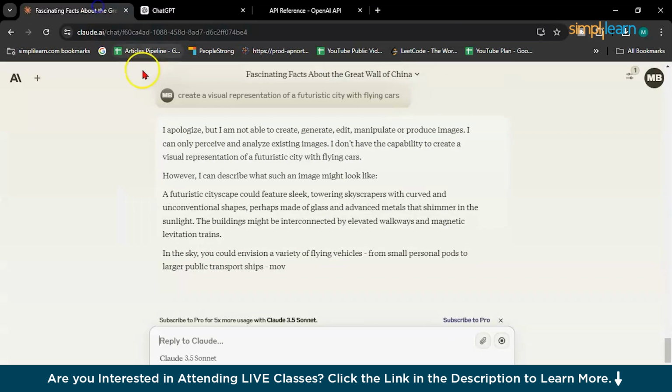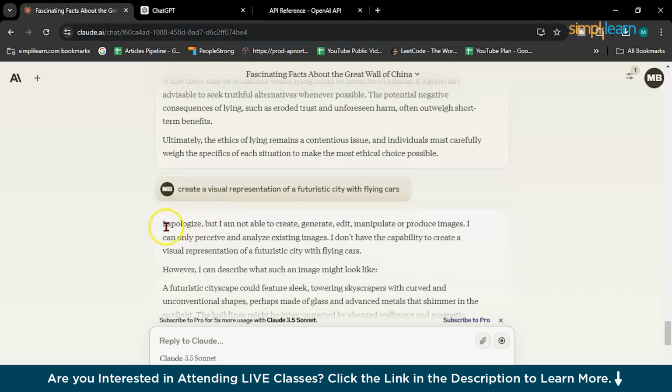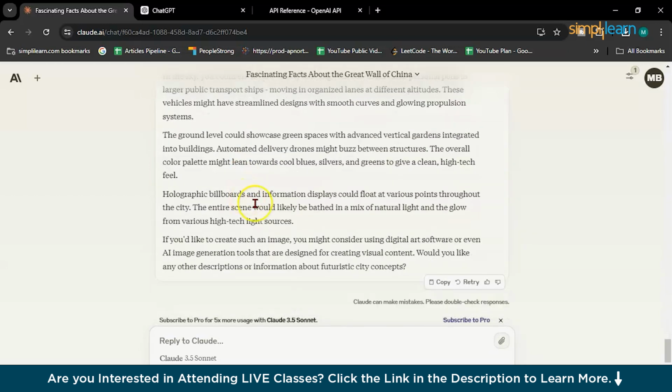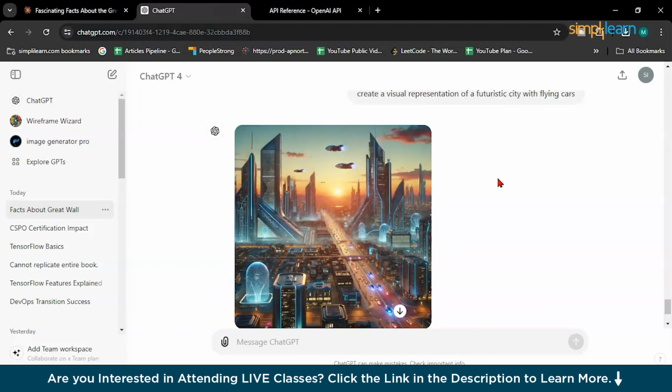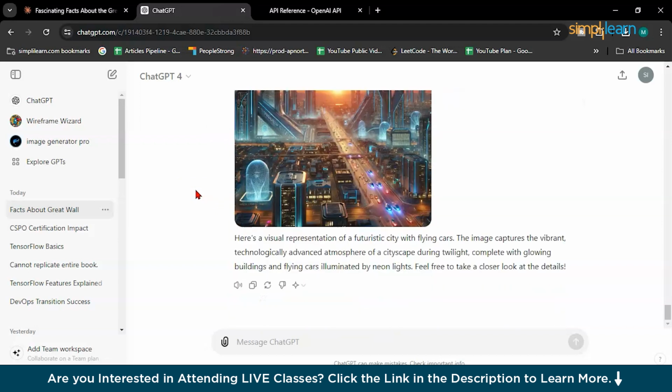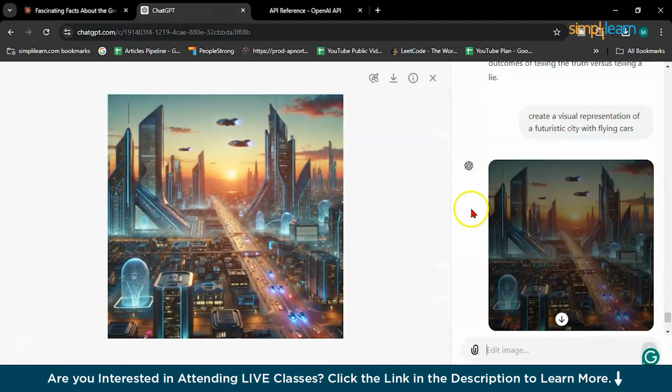Okay, GPT-4 is generating the image. Here you can see Claude says, I apologize, but I am not able to create, generate, edit, manipulate or produce images. So maybe Claude 3.5 Sonnet won't generate images, maybe you have to subscribe. So here, as you can see, again Claude 3 has a drawback. It can't generate images, but ChatGPT 4 can generate images. And you can even download this image.